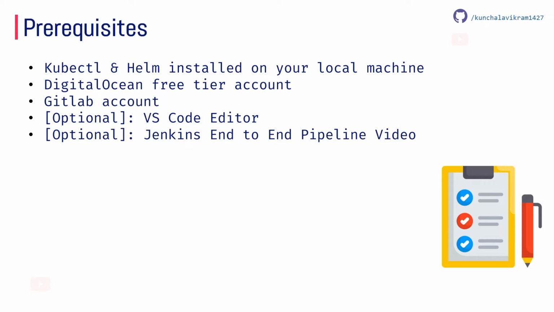So there are certain prerequisites that we need to have. We need to have kubectl client and Helm installed on our local machine. We already did a couple of videos on how to install these tools. I'll leave the link in the description below. We also need to have DigitalOcean free tier account and GitLab account. We covered these videos in the GitLab as well as the DigitalOcean series.